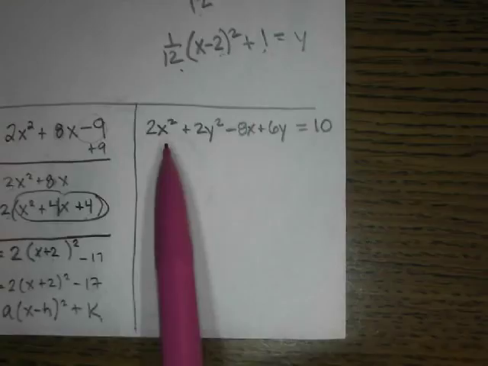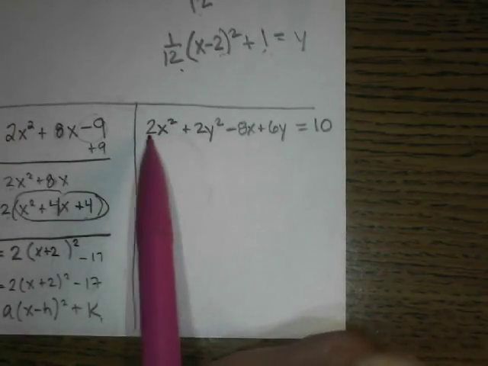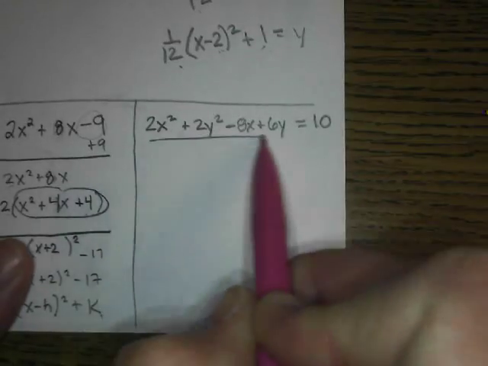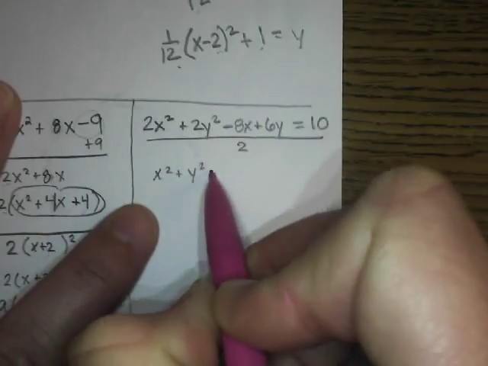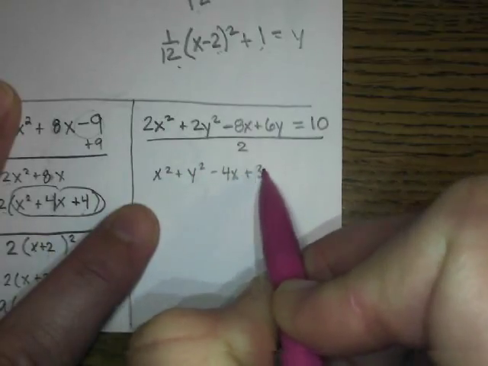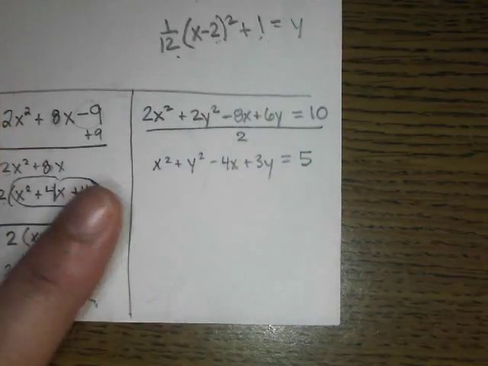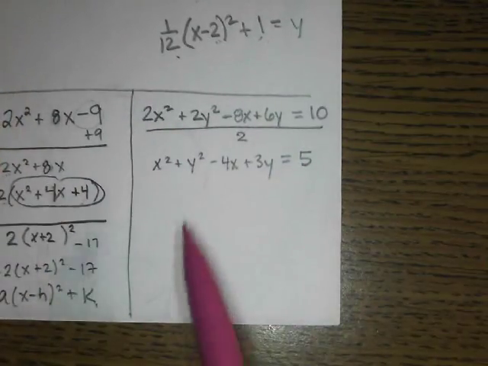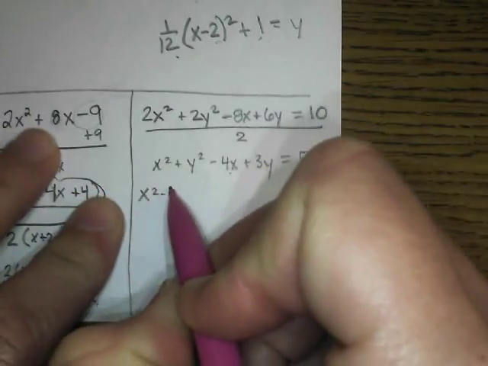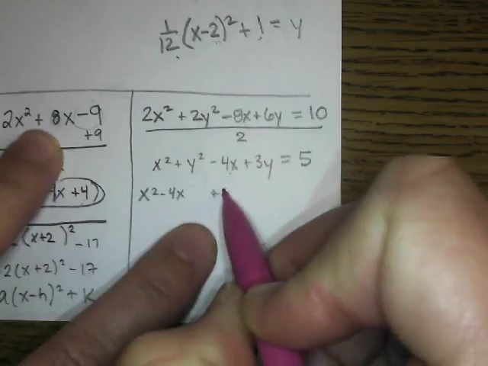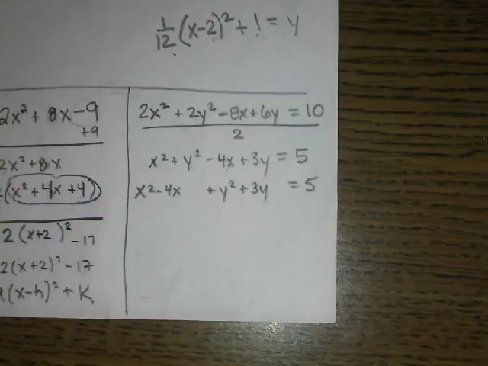We need to, first and foremost, you cannot have the coefficients on the x squared and y squared. So you need to divide everything by 2. So that's going to make x squared plus y squared minus 4x plus 3y equal to 5. And then I'm going to rearrange so that my two x terms are at least next to each other. So x squared minus 4x, and then plus y squared plus 3y equals 5.